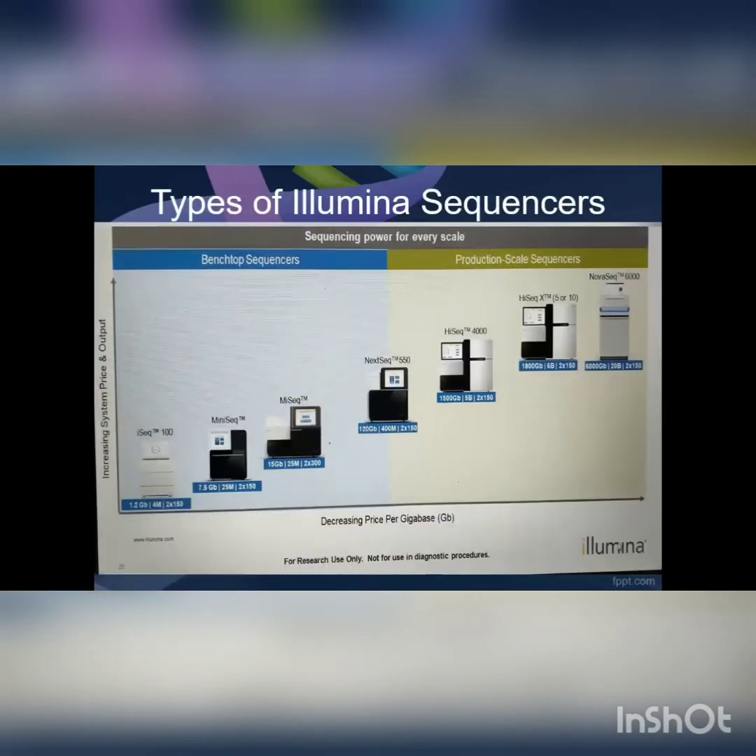Now coming to the types of sequencers. Illumina has a range of sequencers from benchtop sequencers to production scale sequencers. And here in the slide, as you can see, when the output of the sequencers increases from 1.2 GB with the iSeq 100 to 6,000 GB with the NovaSeq 6000, you can see that the prices of these machines also increase. Here the HiSeq 4000 and the HiSeq X have been temporarily discontinued.